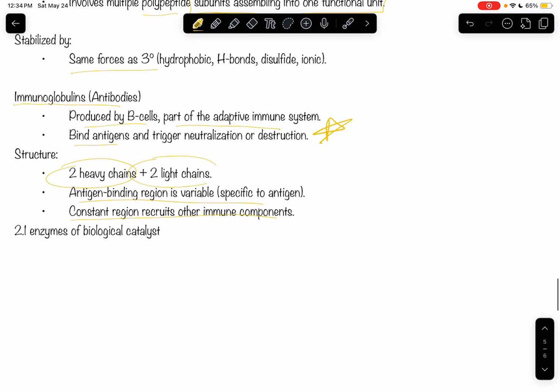Next chapter, chapter 2.1, we're going to get into enzymes. So I will see you there.